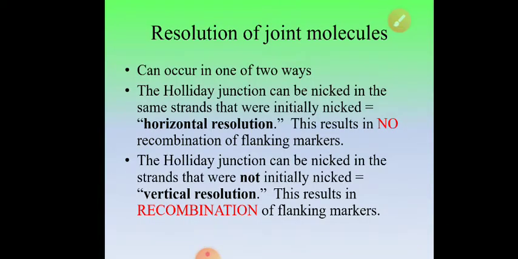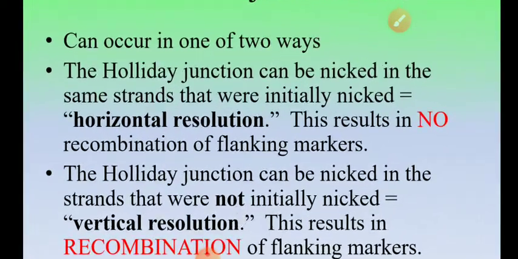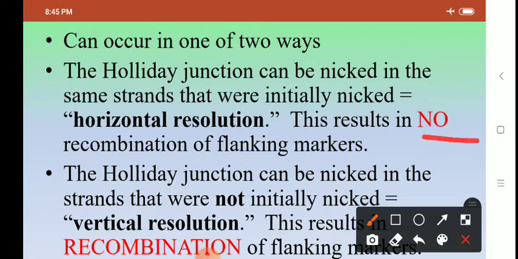Now, resolution of this joint molecule. We got a joint molecule called the Holliday molecule, and it can resolve in two ways. The Holliday junction can be nicked in the same strands that were initially nicked. That is called horizontal resolution, and it does not result in recombination of flanking markers. The intermediate formed by the two combined duplexes has to break and resolve, either in a horizontal manner or in a vertical manner.